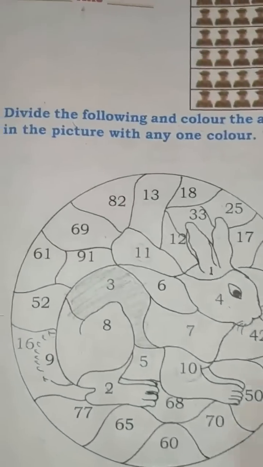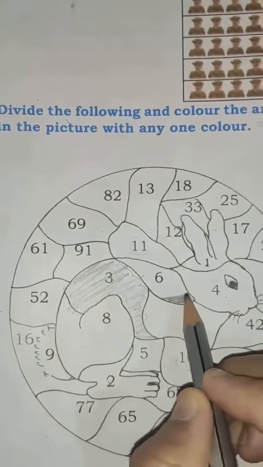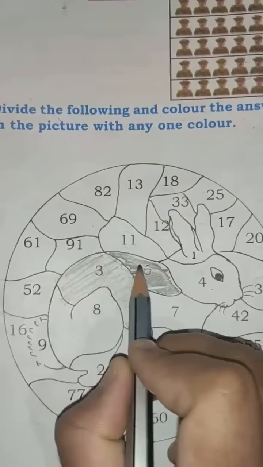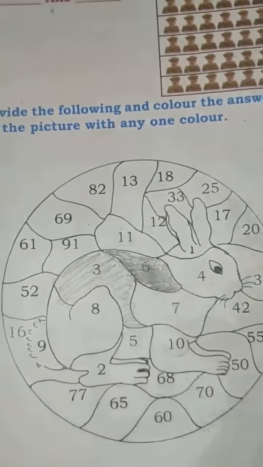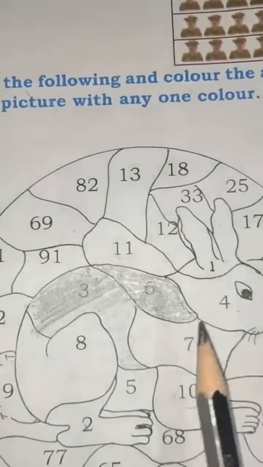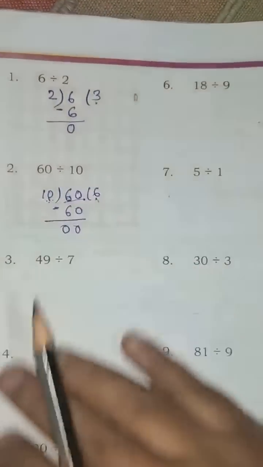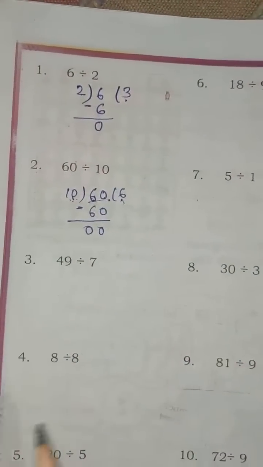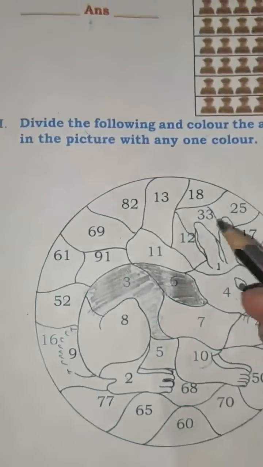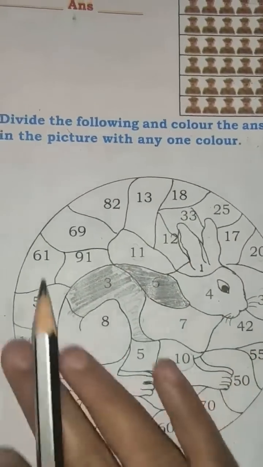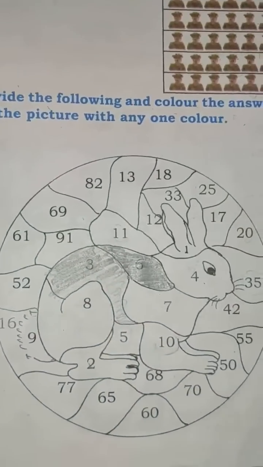So where is the 6 here? Here is the 6. So by taking the same color, yes, you have to shade it. Okay. So like this. You can use a pencil also, if you don't have the color. Okay. So in the same way, first you have to solve all the sums. When you get the answer, by taking the same color, you have to color this answer. After coloring, you will get one picture. Okay. Understood, children?